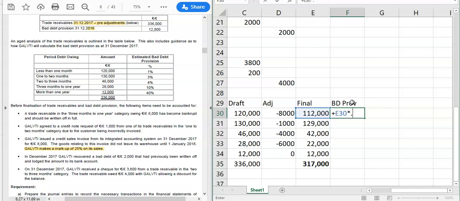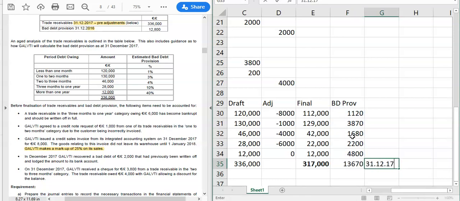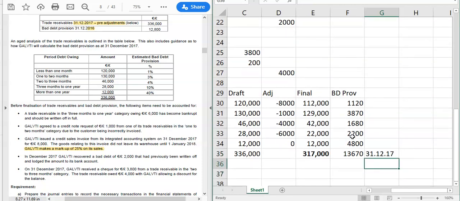So 112,000 times 1%, that'll be 1120. 129,000 times 3%, 42,000 times 4%, 22,000 times 10%. So the longer it's outstanding, the bigger portion we expect not to be paid, which makes logical sense because it's less likely you're going to get that money in if they're that long outstanding. And finally then 12,000 times 40%. And what you do then is you add all of those up, and that becomes your new provision. We call that the 31st of 12th, 17. That's the new provision at the end of the year.